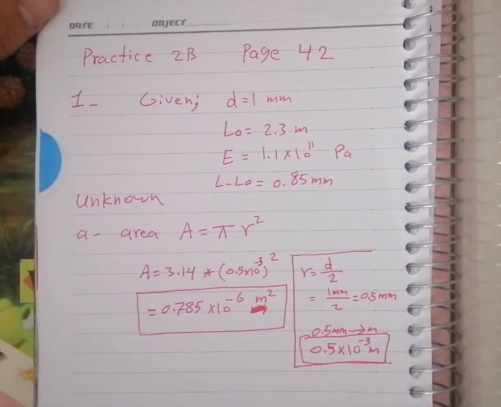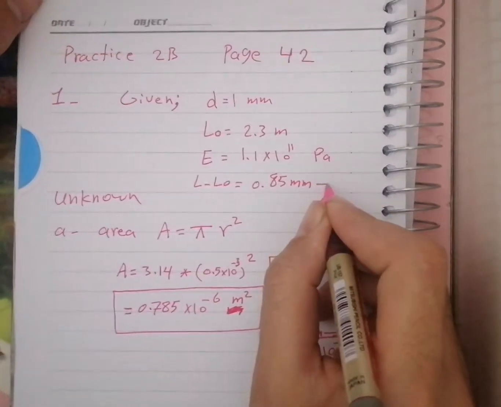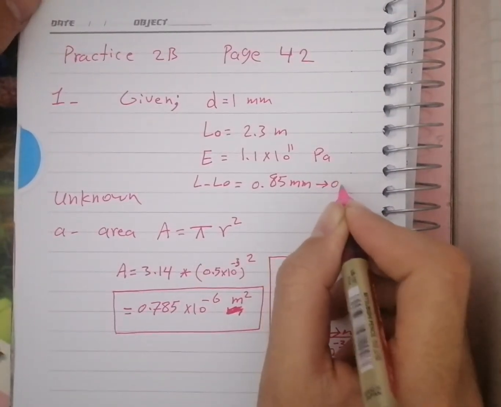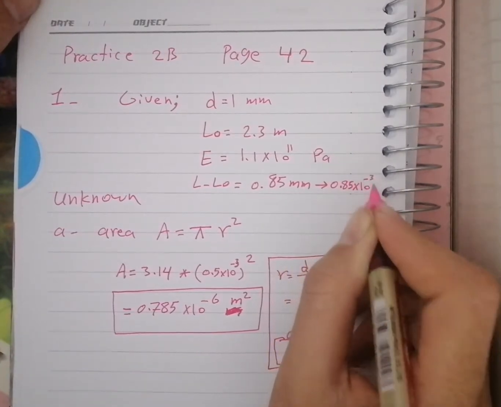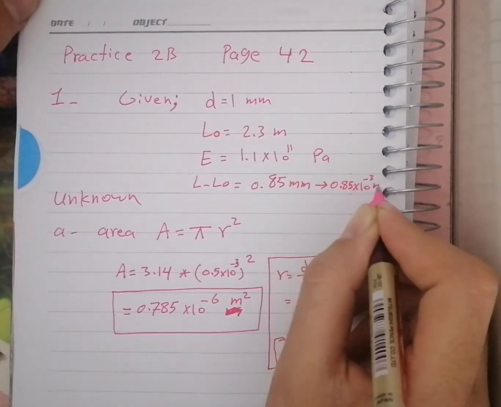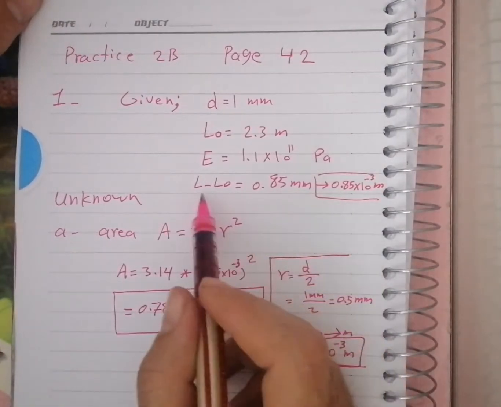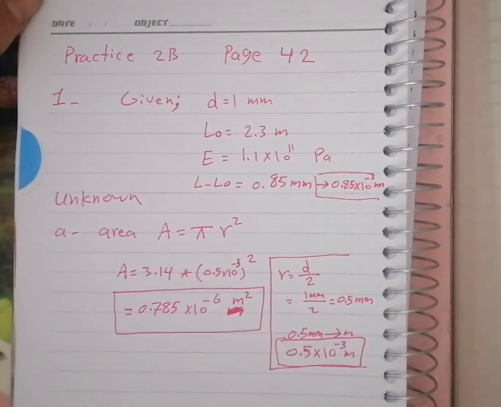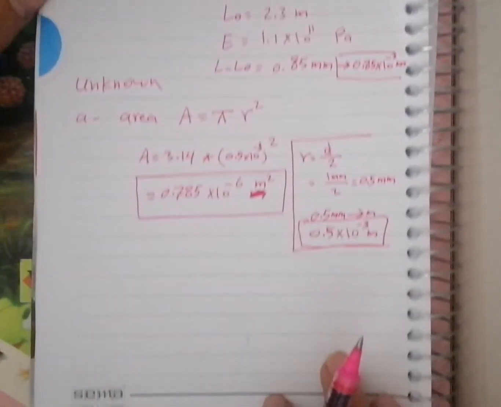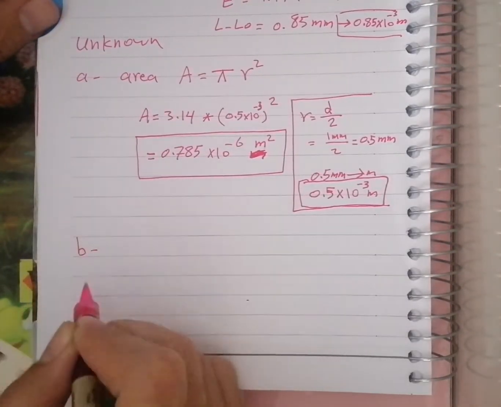Now, of course, I would like to change this millimeter into meter, so I'll simply change this to meter, 0.85 times 10 to the power negative 3 meter, because milli is negative 3. So this is how you change your elongation from millimeter to meter. All right, so the B part of the question simply says find the strain.